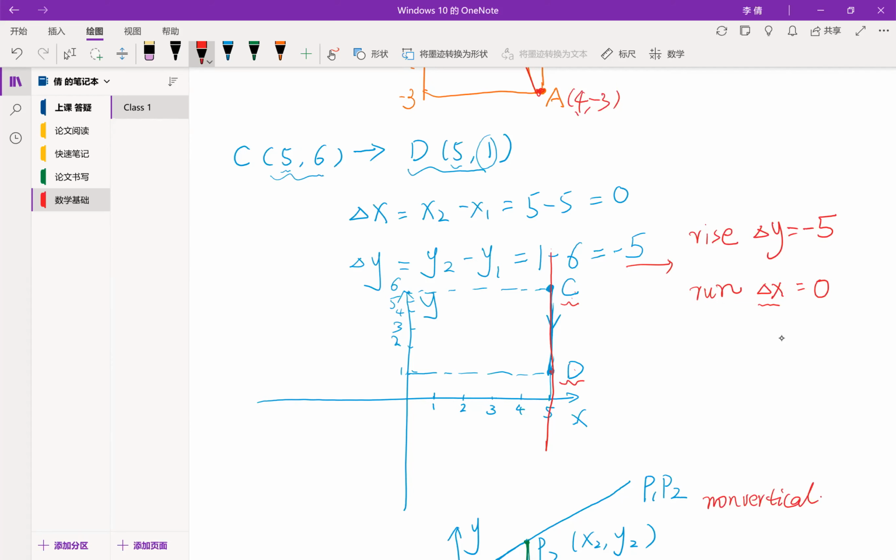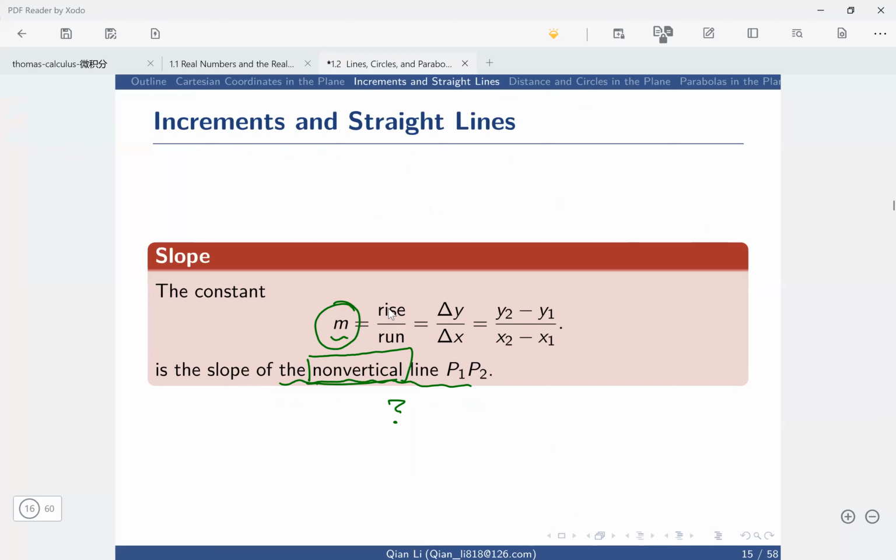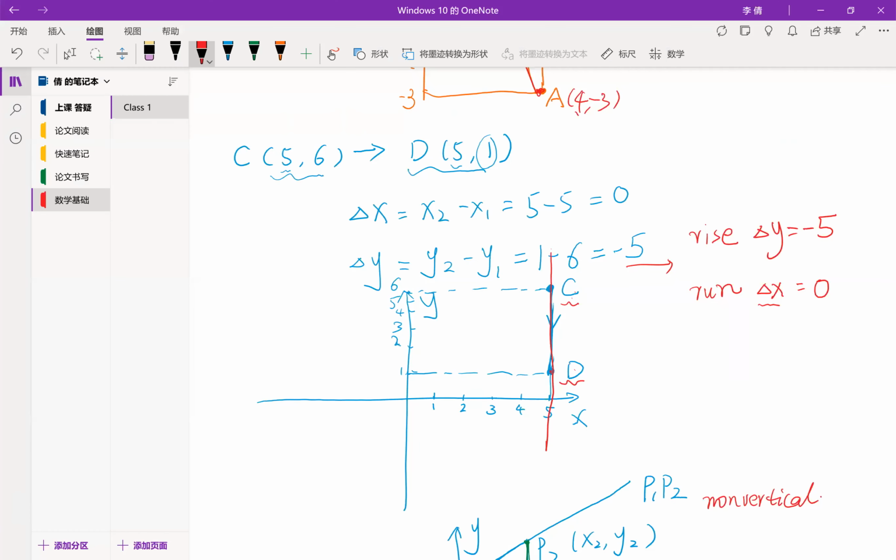So if we use this definition, the rise over the run is equal to the slope of this line. If we use rise over run, it will be equal to -5 over 0, right? And as we said in the first class, we can never divide by 0, right?